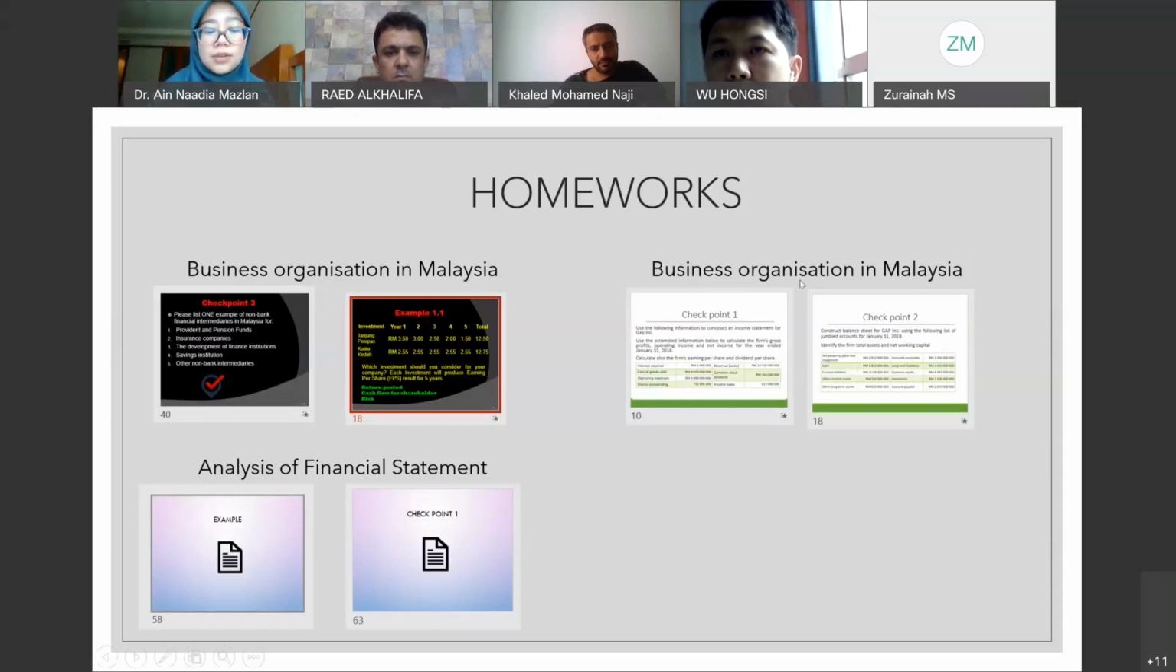For example, this is not business organization. This is analysis of financial statements. There will be checkpoints where you're going to do calculations, checkpoint 2. And then on this one, only financial ratio. No, this is financial ratio. This is financial statement, example and checkpoint. So I'm going to give you these in your class. Okay, do you have any questions about your assessment?